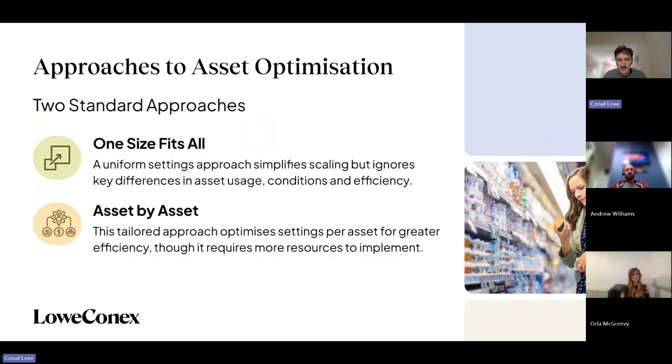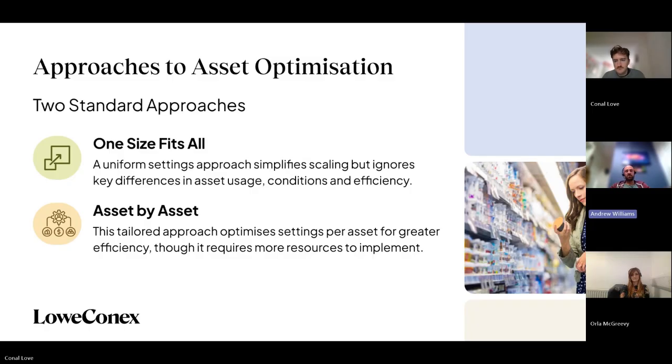Good. So whenever we talked about this, we talked about approaches, and I know you've written a couple of blogs on this as well, Andy. So could you give us an idea of the two approaches to asset optimization and how they work? Yeah, so you can either go for a one size fits all approach or an asset by asset approach. Sometimes this is determined by what asset types you're going to be optimizing, and sometimes it can be down to what platform you're using to optimize the assets. One size fits all is exactly how it says. It's a uniform settings approach, really, to create a standardized baseline across all of your assets.